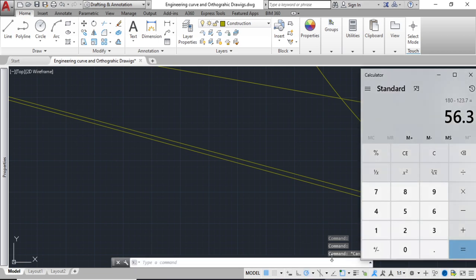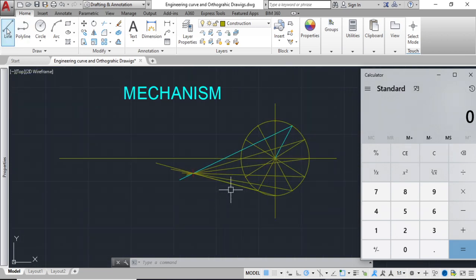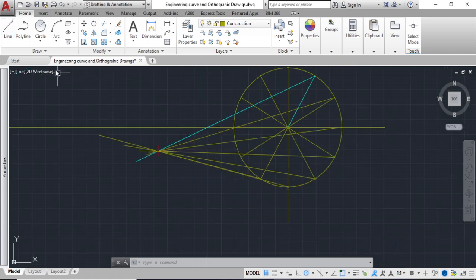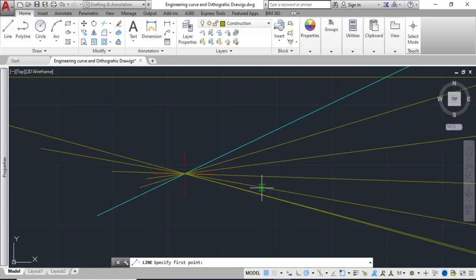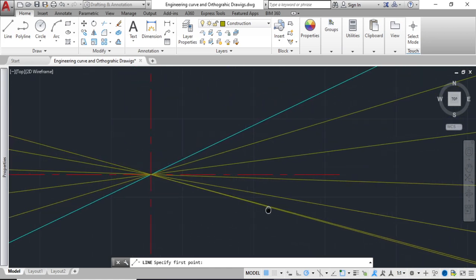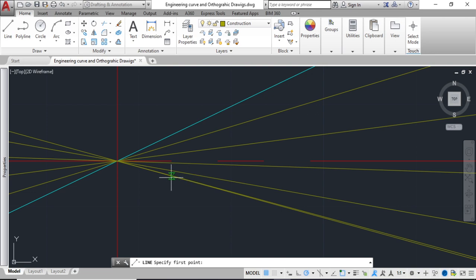So 180 minus 27.8 is equal to 152.2. So we need to add 152.2 to this one here. It comes along this point and they meet exactly the same place.